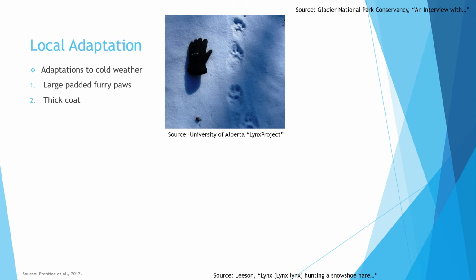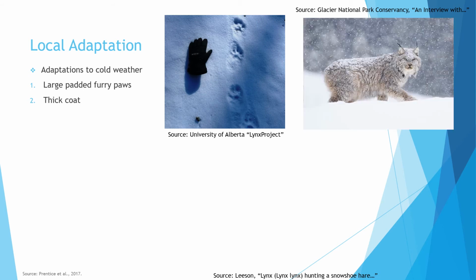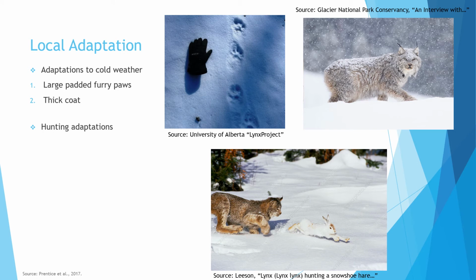This is a photo of lynx tracks beside a men's glove. And this is a photo of the Canadian lynx in the winter showing how thick and robust its coat is. Not only have they evolved to be more fit in their environment, they have also evolved to better hunt their prey. This includes large sensitive ears to hear them and excellent night vision in order to stalk them in the dark. Here's a photo of a Canadian lynx hunting a snowshoe hare.